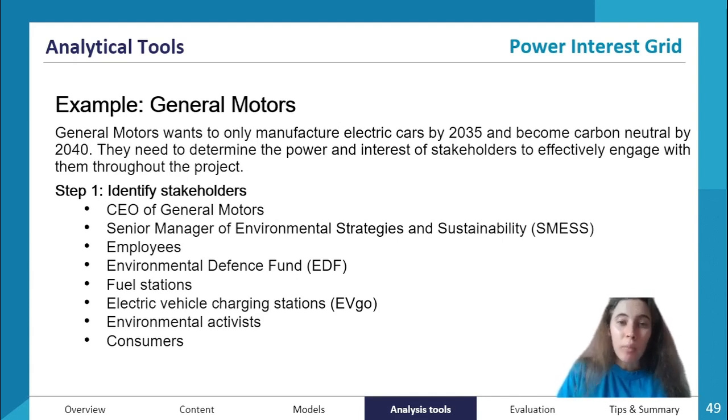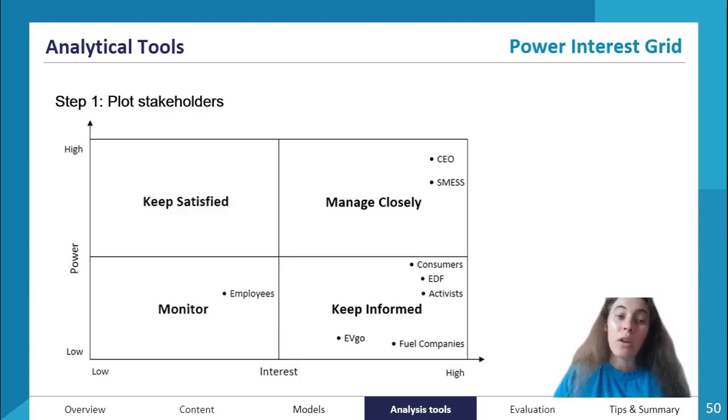So an example is General Motors, the car company. By 2035, General Motors said that they wanted to manufacture only electric cars and become carbon neutral by 2040. So the business needs to determine the power and interest of stakeholders to make sure that this project is successful. Now, step 1 is identifying stakeholders. You think of everyone who is affected by or involved in this process and brainstorm them and list them down. Then you are plotting those stakeholders on your grid.